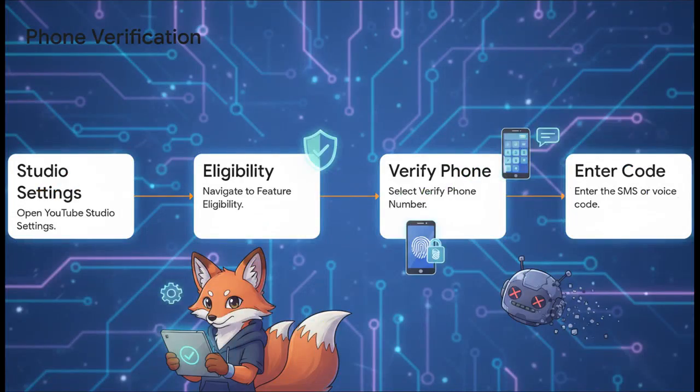So here's how you actually build that technical foundation. It's a super simple 4-step action plan. You just open your YouTube Studio settings, navigate over to Feature Eligibility, select Verify Phone Number, and type in the code they send you. Boom! In less than 2 minutes, you've told the algorithm that you're a real, legitimate human being, not some automated spam bot, and your digital restrictions are instantly lifted.